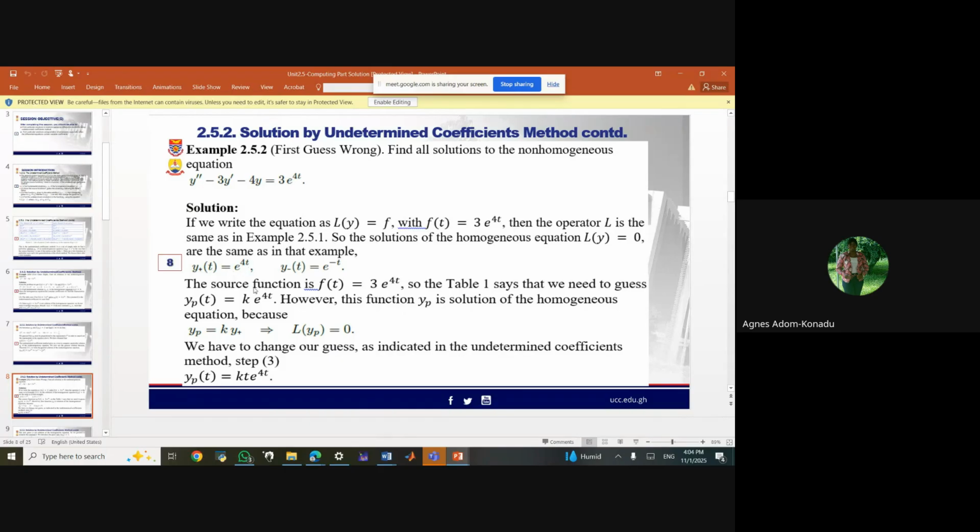Okay. So the source function is f of t. Where is Insha? Go ahead.